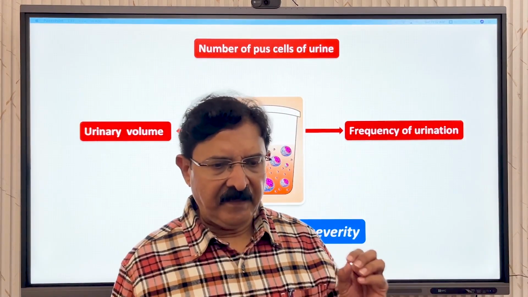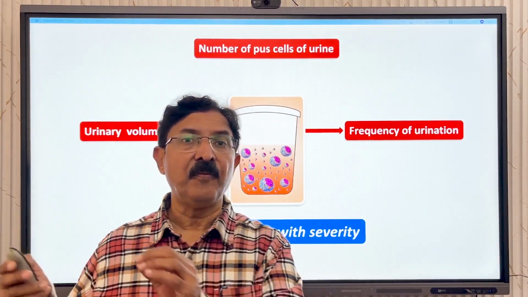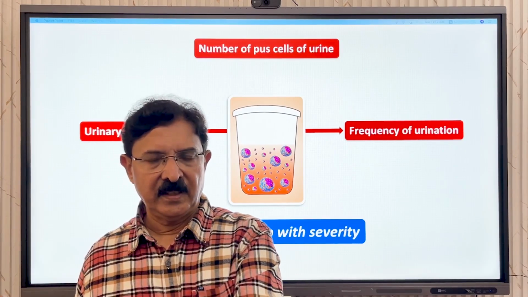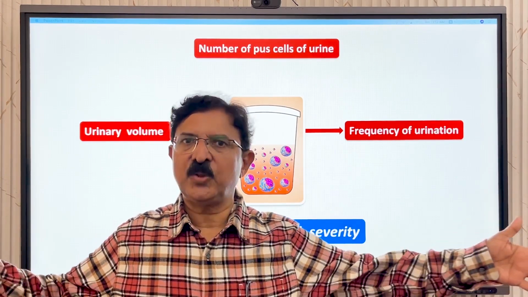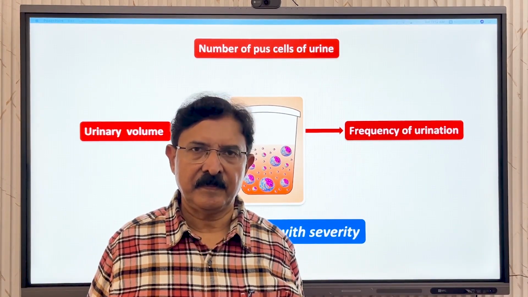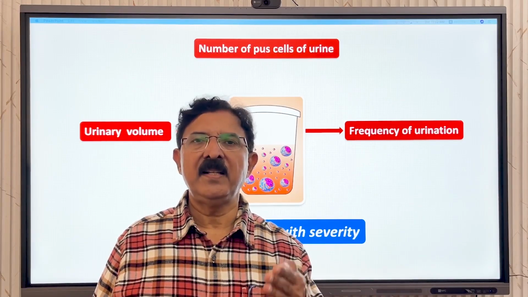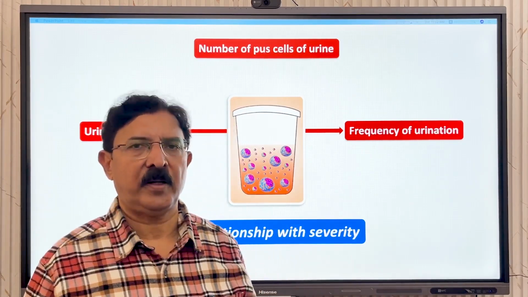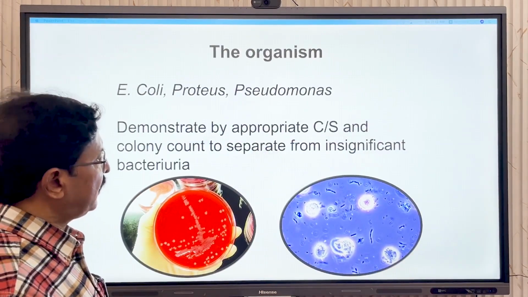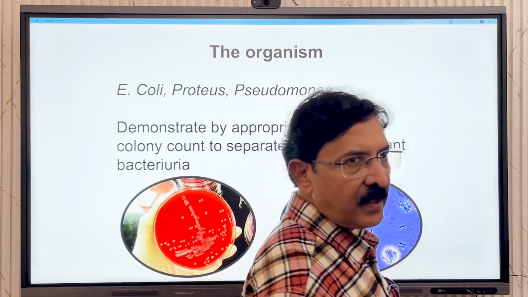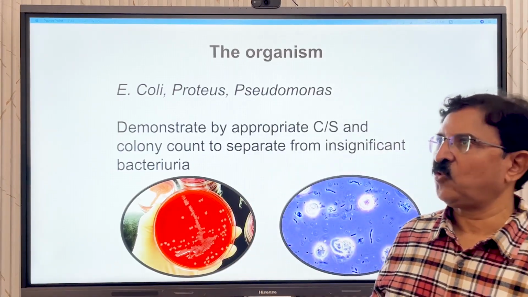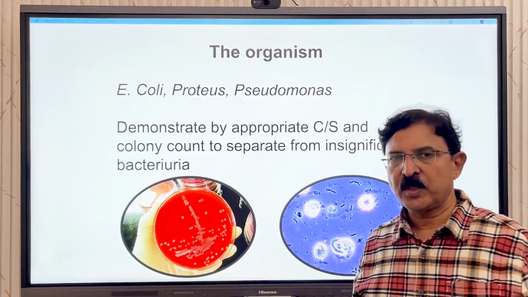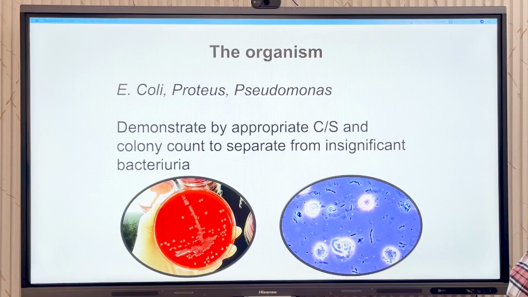If you have 5-10 pus cells, or if you have a field full of pus cells, if your scale of differentiation is so much, then it is different. But if it is 5 cells, 10 cells, 15 cells, this is not important. Then comes the culture report. And the culture report is a sine qua non to pinpoint the diagnosis of urinary infection.